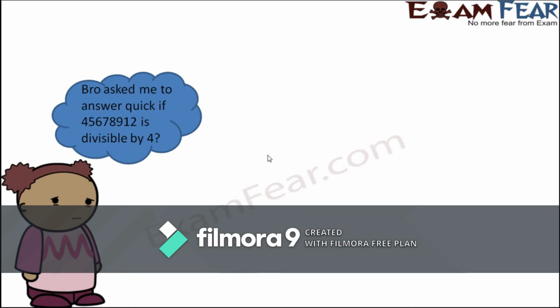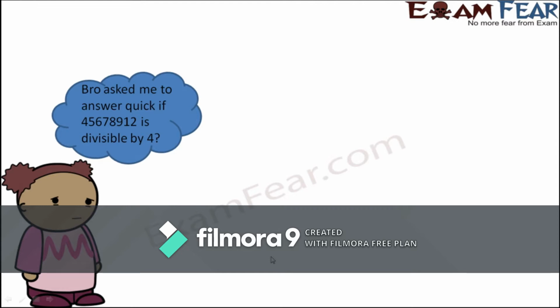Also understood this concept of prime numbers, composite numbers, factors, and multiples. Have you ever come across a scenario when your brother asked you to answer quickly if 45678912 is divisible by 4 or not? Now, you might be thinking this is quite a big number, almost an 8-digit number, and you want me to just verbally calculate if it would be divisible by 4 or not?